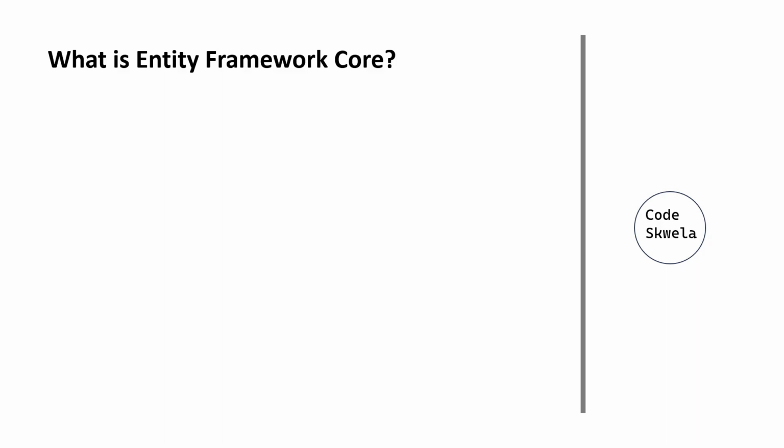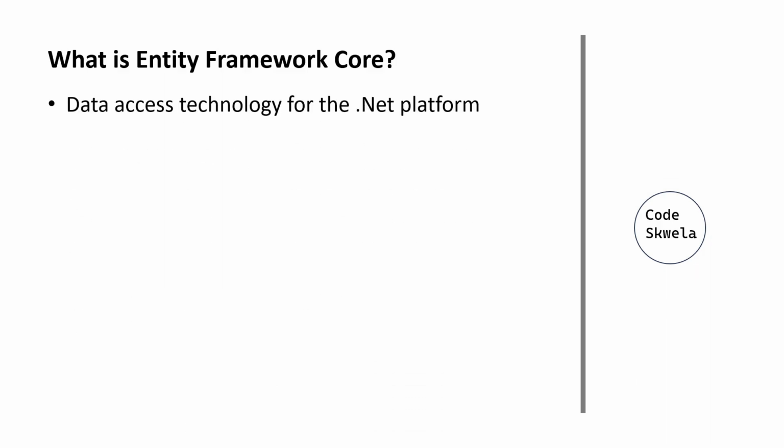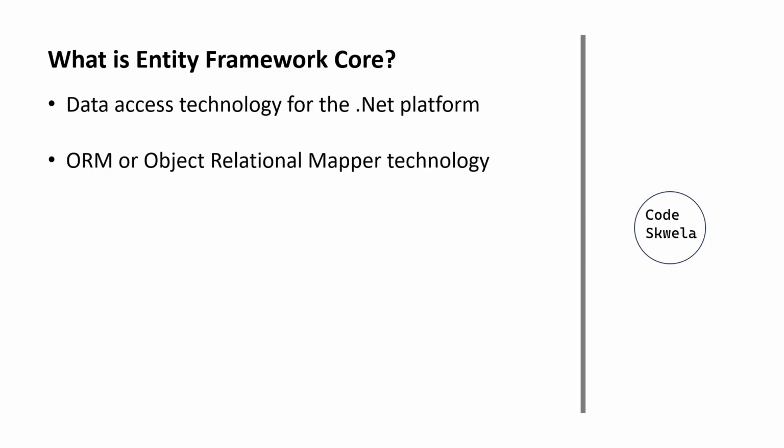What is Entity Framework Core? Entity Framework Core, or EF Core for short, is a data access technology for the .NET platform. It is commonly known as an ORM or Object Relational Mapper technology. With an ORM, you can work with databases in an object-oriented fashion. You can query and manipulate data with objects.